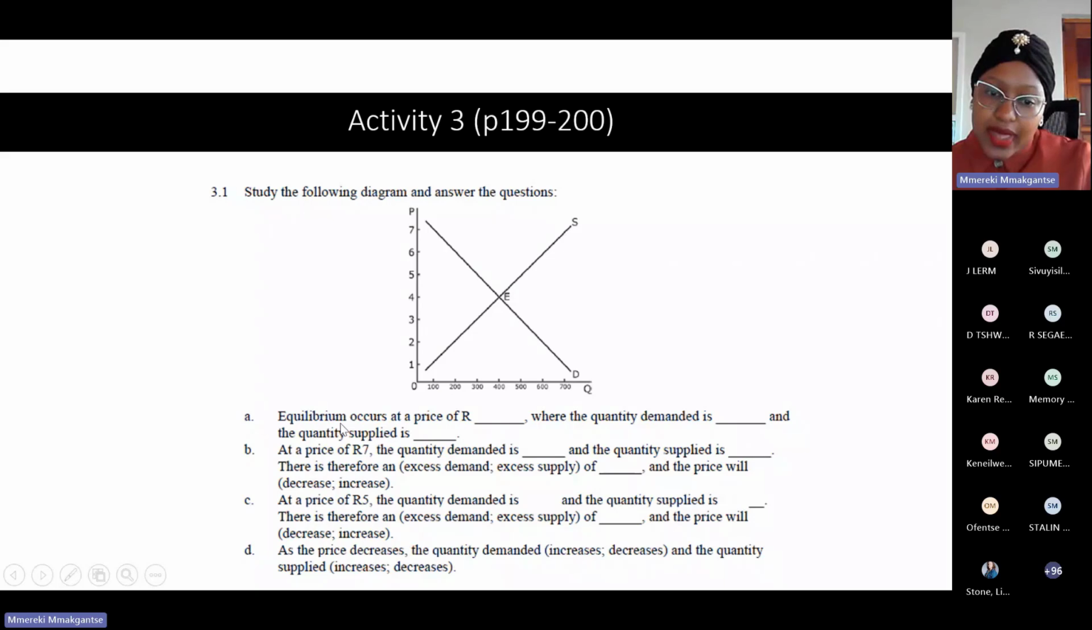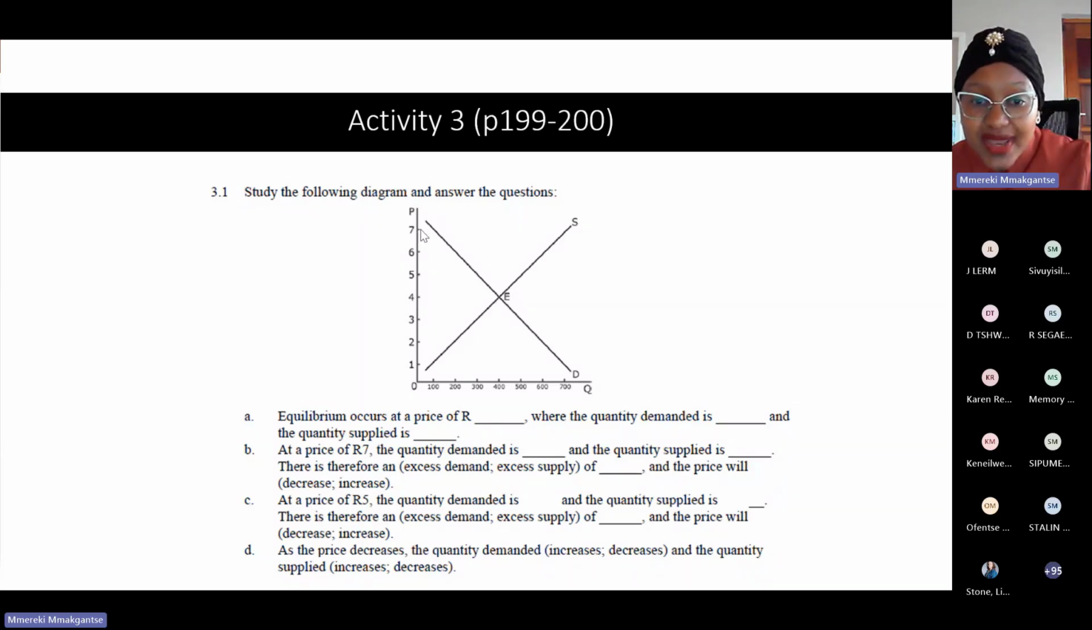3.1. Okay. Looking at the graph, equilibrium occurs at the price of, what is the price for equilibrium? Correct. The price is 4 Rand. And the quantity demanded is 400 at equilibrium, and the quantity supplied is 400.